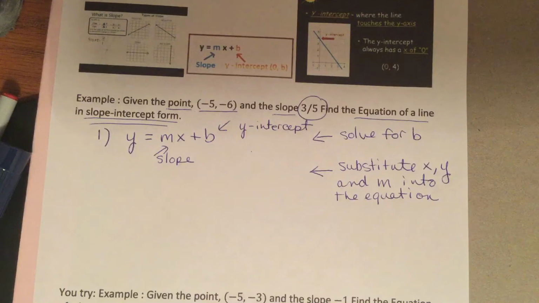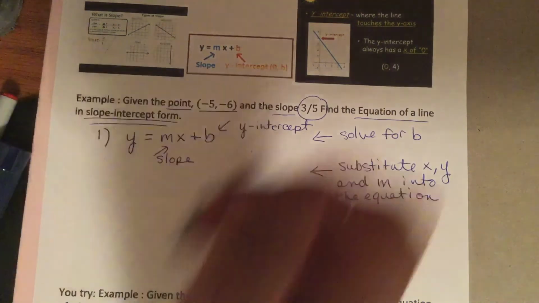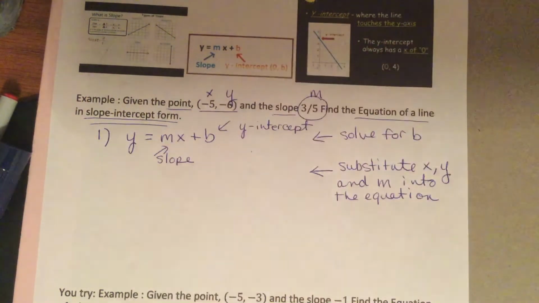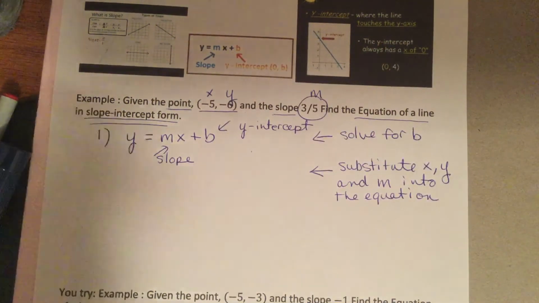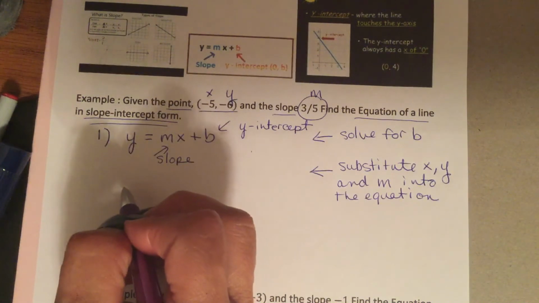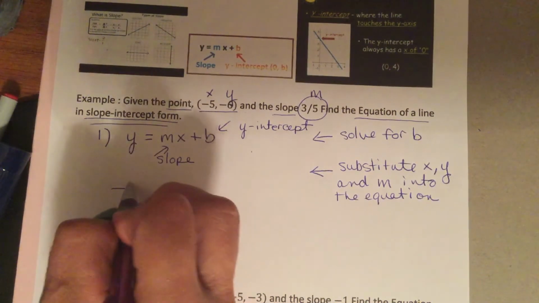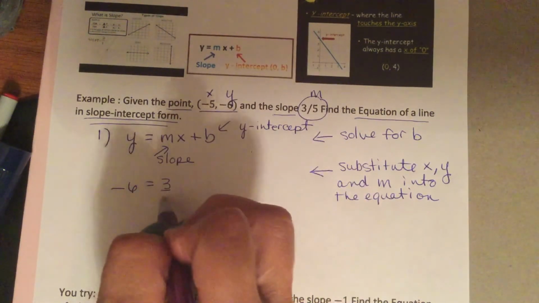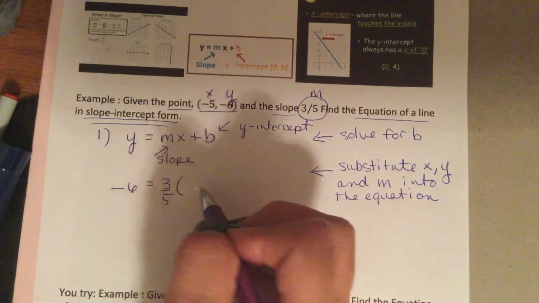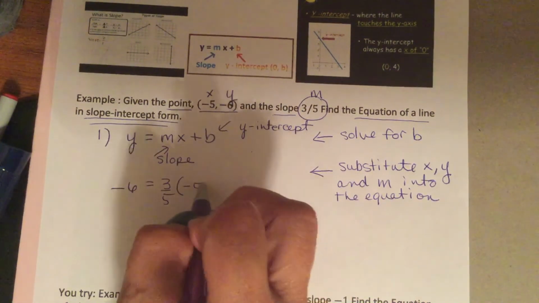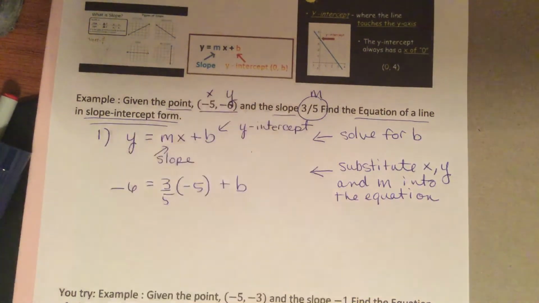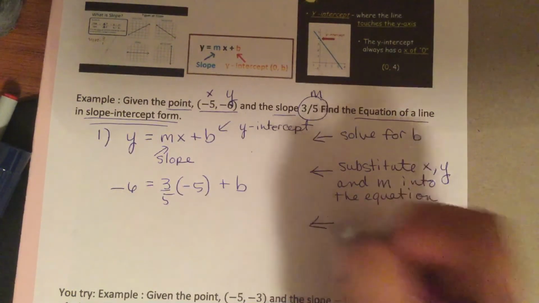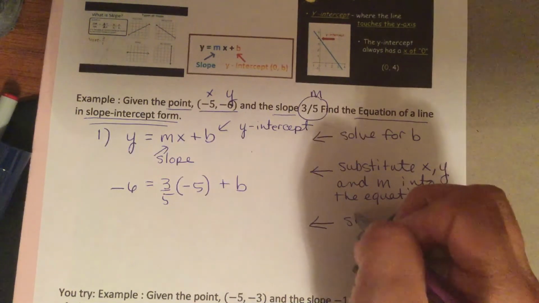There you go. Hope everybody can see that. All right, so what we're going to do is we're going to label this. Here's our x, here's our y, and here's our m. And we're going to substitute that now into that equation. So y is -6, so I put my -6. m is 3/5, put my 3/5 there. x is -5, and then I put my plus b.